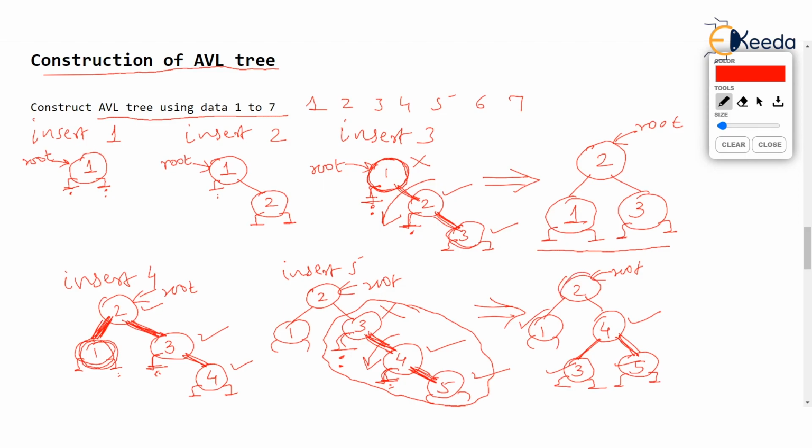And what about the root node 2? What is the left height of 2? Left height of 2 is 1, only one depth at the left. And what is the right height of 2? Right height of 2 is clearly 2, isn't it? 2 depth on the right. So 1 minus 2, difference of 1 is allowed. So this tree is balanced.